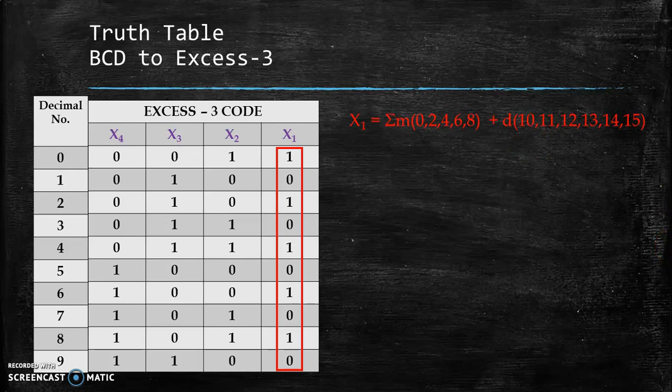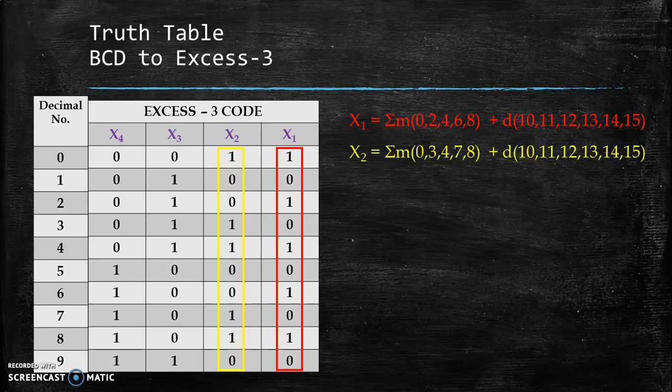Why it is considered a don't care condition, we have discussed earlier, because while converting a BCD number into XS3 code, 10, 11, 12, 13, 14, 15 are invalid numbers in BCD. So while preparing minterms we can consider them as don't care conditions. Same way we prepare minterms for X2 also.